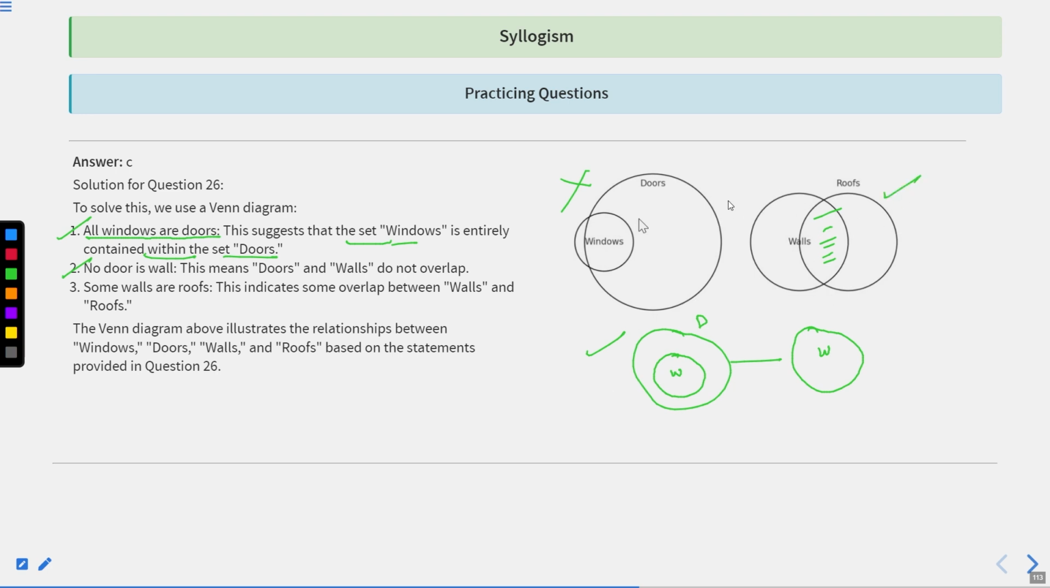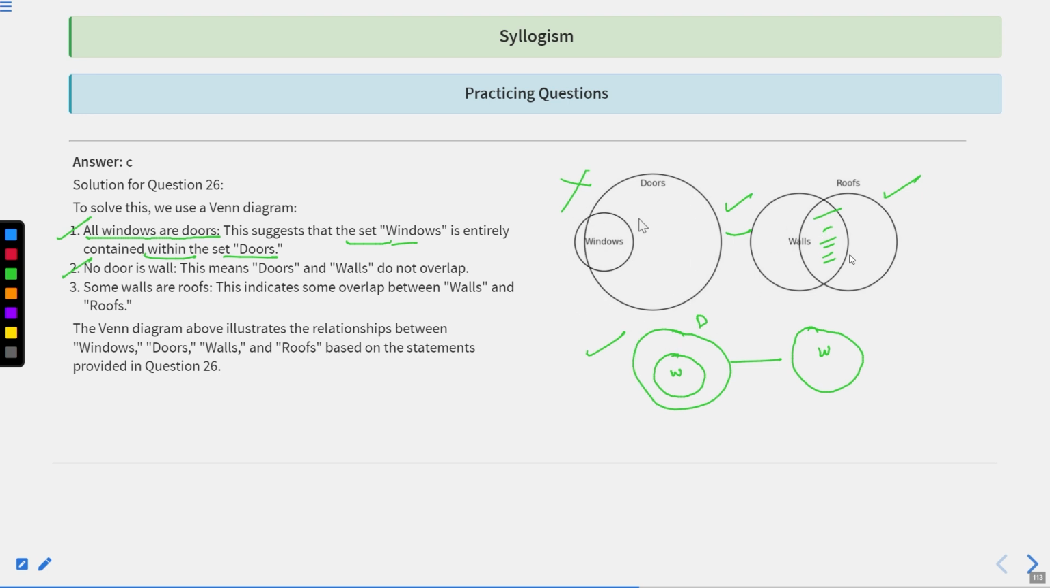This obviously is also the correct representation of the second statement, because there is no overlap between doors and walls, there is a clear gap between doors and walls. So this is also the correct inference for statement number 2. And this will be the right method of representing statement number 1. So this is the wrong representation of statement number 1.